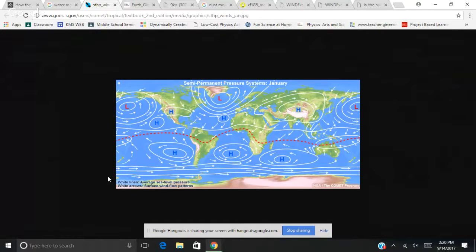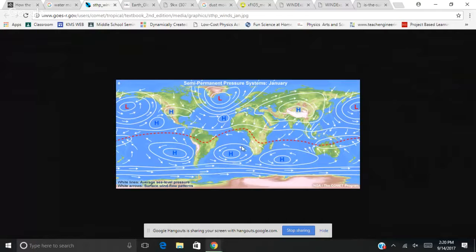The H's and L's stand for high pressure and low pressure. So this big L up on top of Greenland is low pressure. That means cold air and possibly wet. Cold, wet air is low pressure, and that sinks. H is dry, hot air, and that rises and spreads out. And the different temperatures can cause wind to move too.